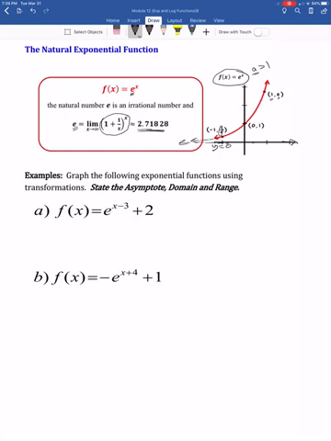It says here to graph the following exponential functions using your transformations. Make sure you state your asymptote, our horizontal asymptote with exponential models, and tell me domain and range like we did in our previous example. Let's take a look at this first example. So here we've got a base e exponential. Before we begin graphing this function, let's go ahead and build in the graph of the parent model, the graph of e to the x power.